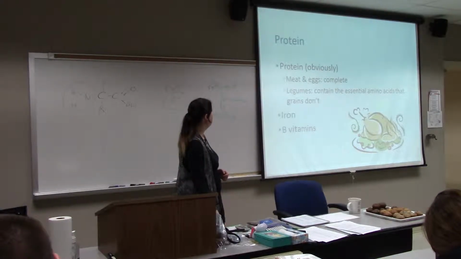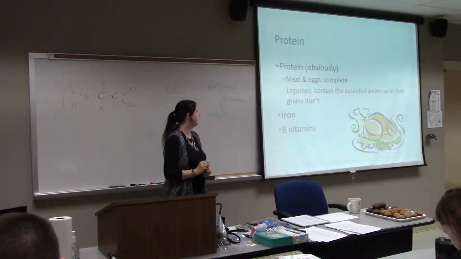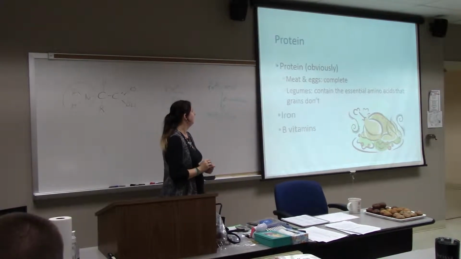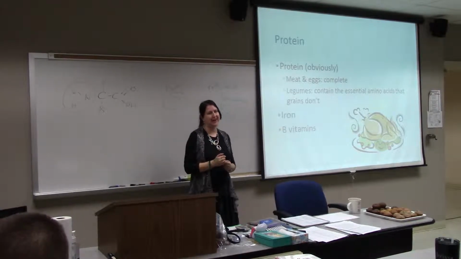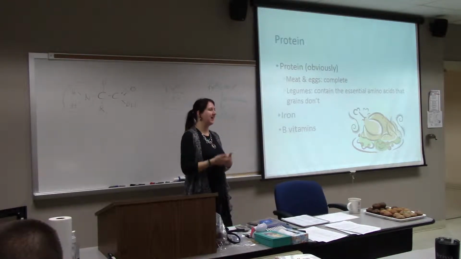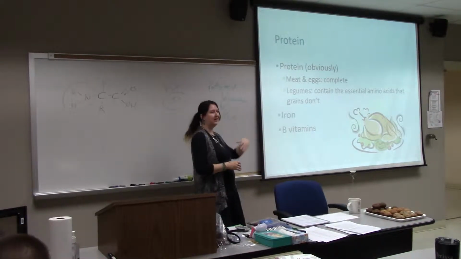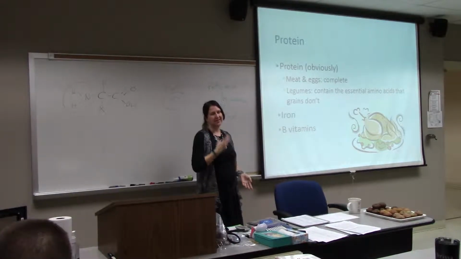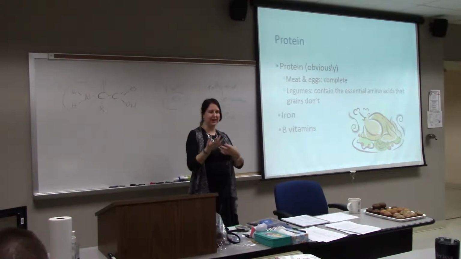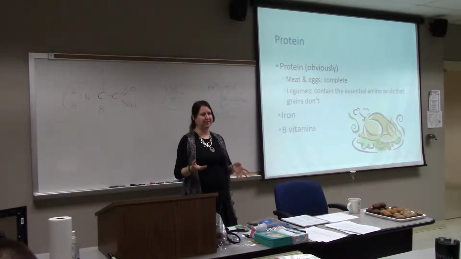And then the protein group, they did get a more inclusive name for this one instead of calling it the meat group. So protein's the big thing it has. Meat and eggs are complete proteins. They have all 8 essential amino acids. Legumes, which is the beans, not green beans, which are just vegetables, but any of the beans that you would get potentially dried, like garbanzo or pinto beans.